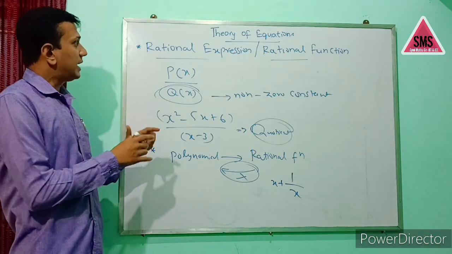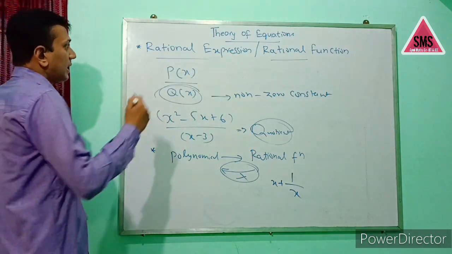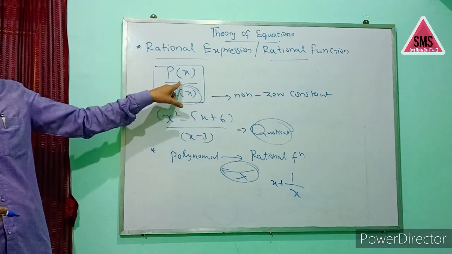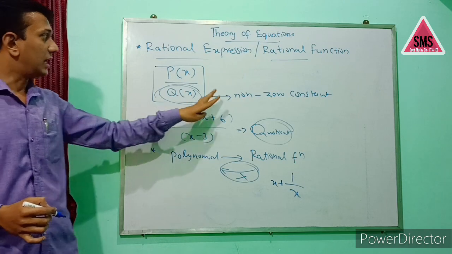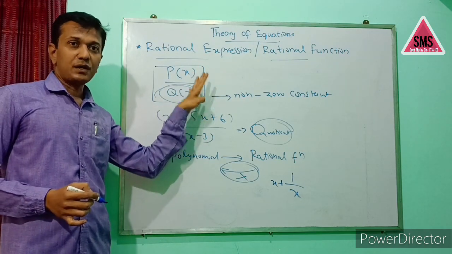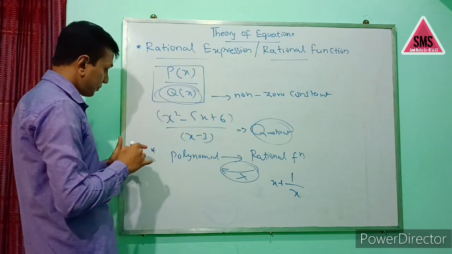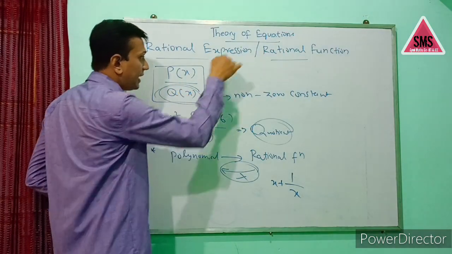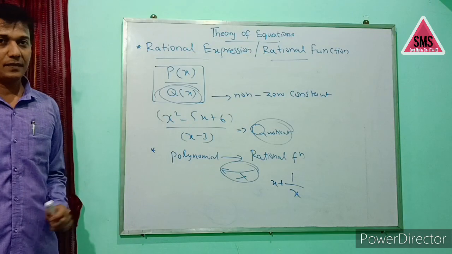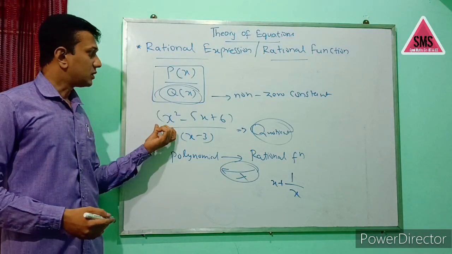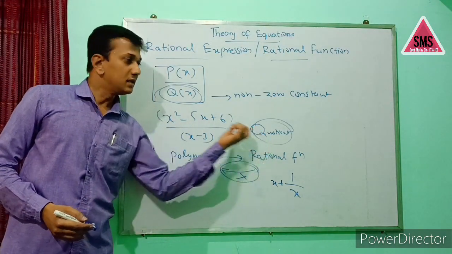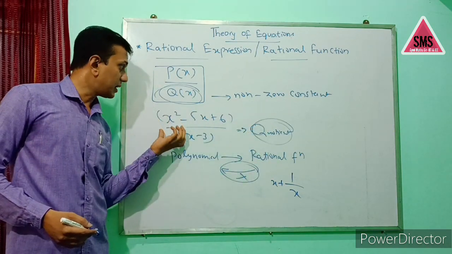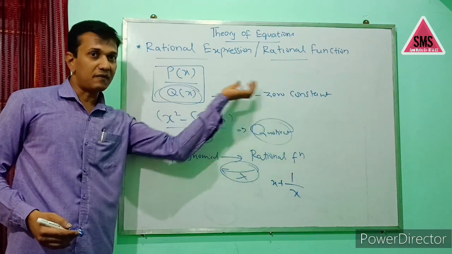So a rational expression or rational function is nothing but a polynomial which can be written in the form of p of x by q of x. The main condition is that q of x is a non-zero constant. So this is one example. Whatever quotient we get, we can get a polynomial. That means a rational number can be written as a polynomial, and a polynomial can be reversed like this.